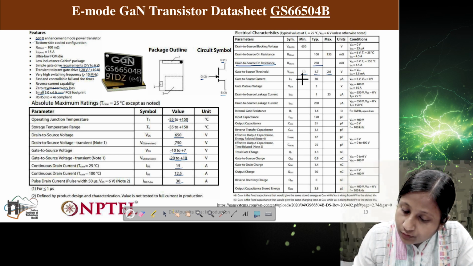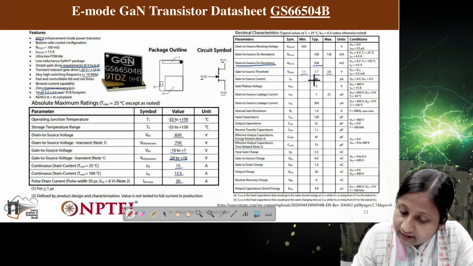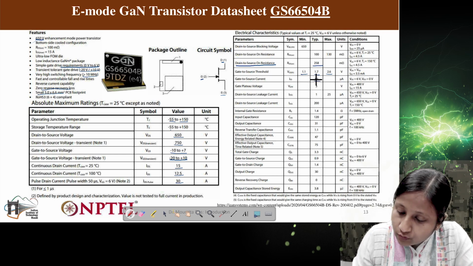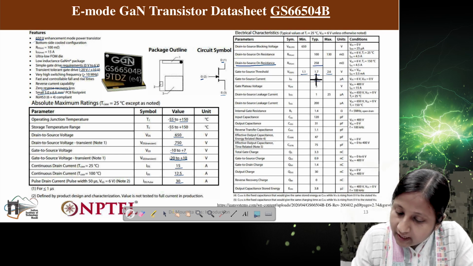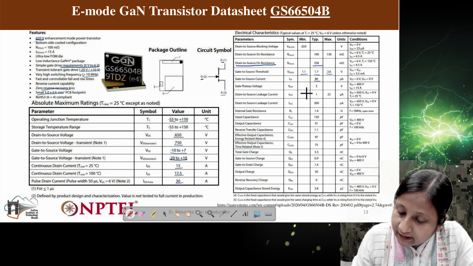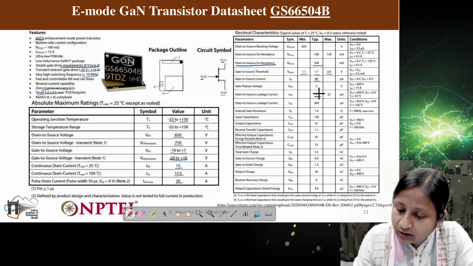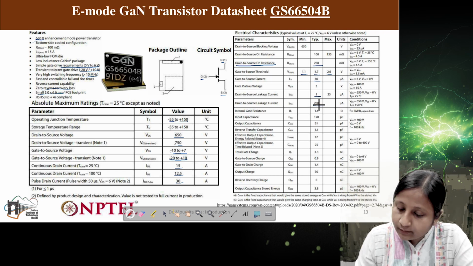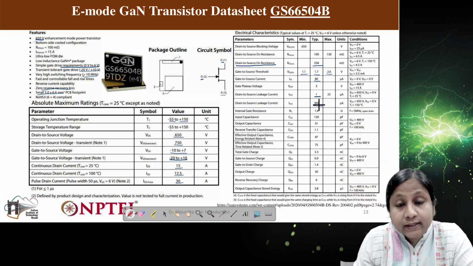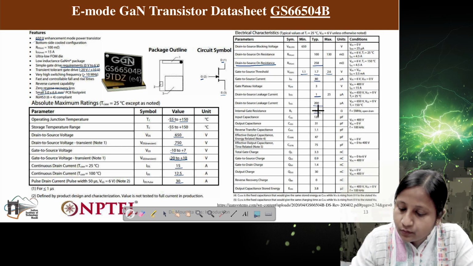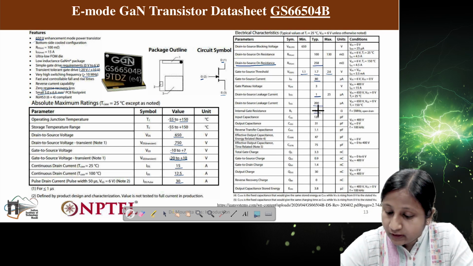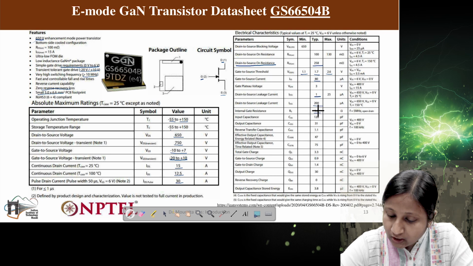Now gate to source current, it is given IGSS, it is 80 microampere. And drain to source leakage current, it is given, typically it is around 1 microampere. So the losses will be less. Drain to source leakage current, maximum it is 200 microampere. Now internal gate resistance, you can see here 1.4 ohm. It is given 1.4 ohm.